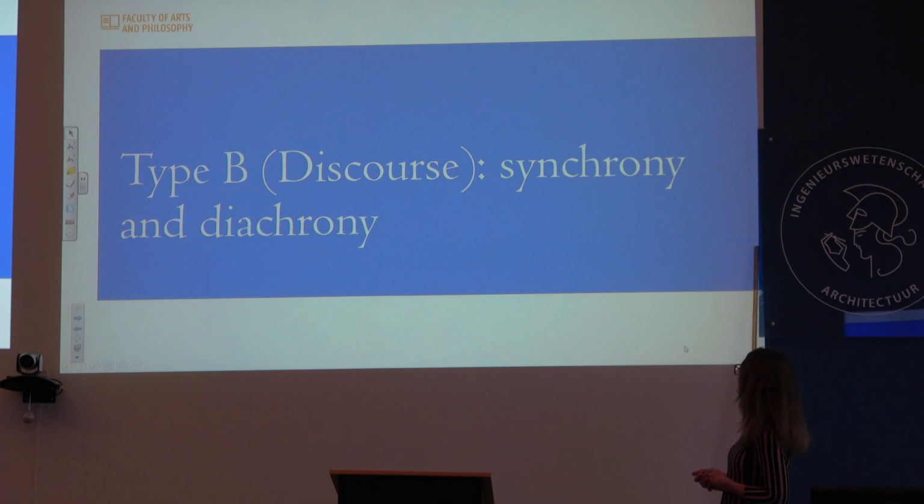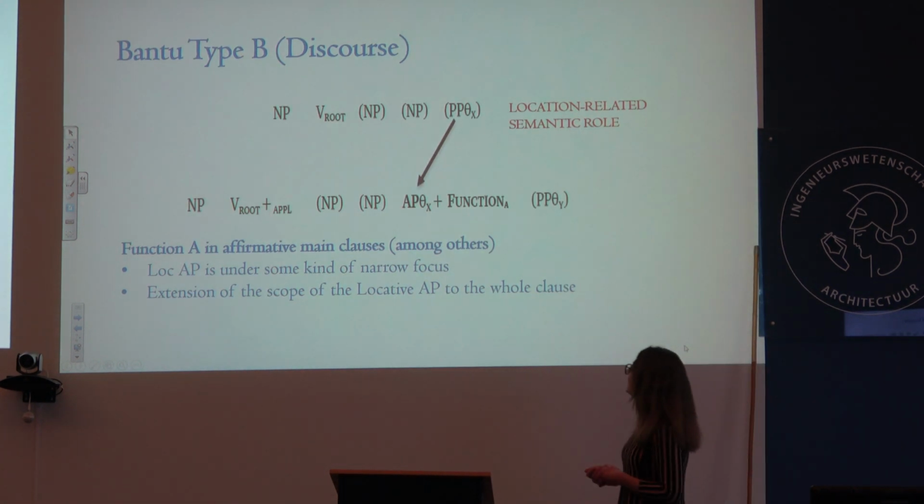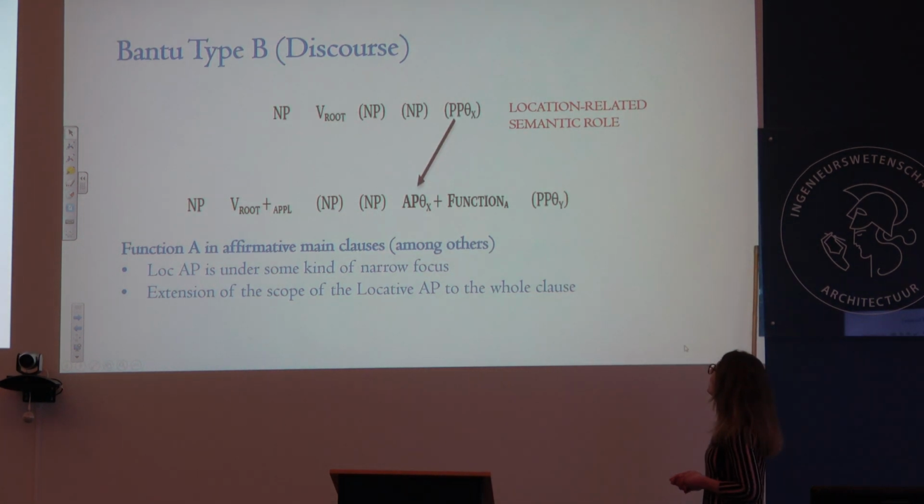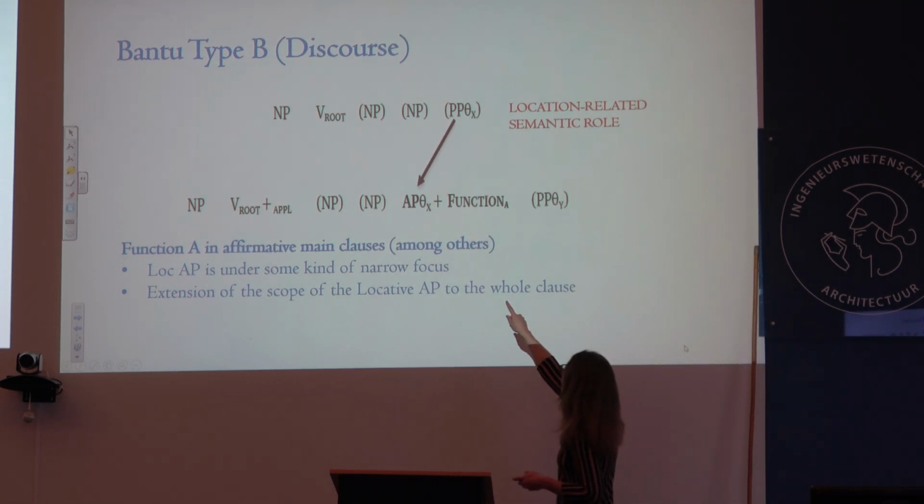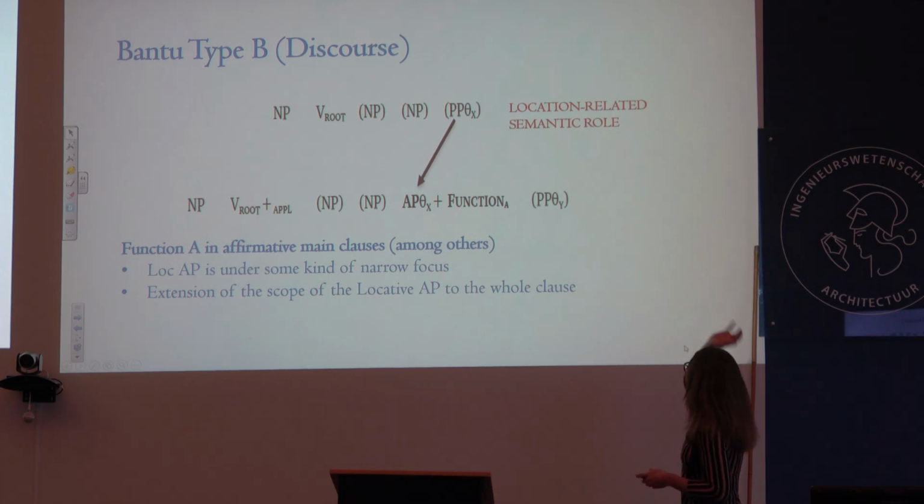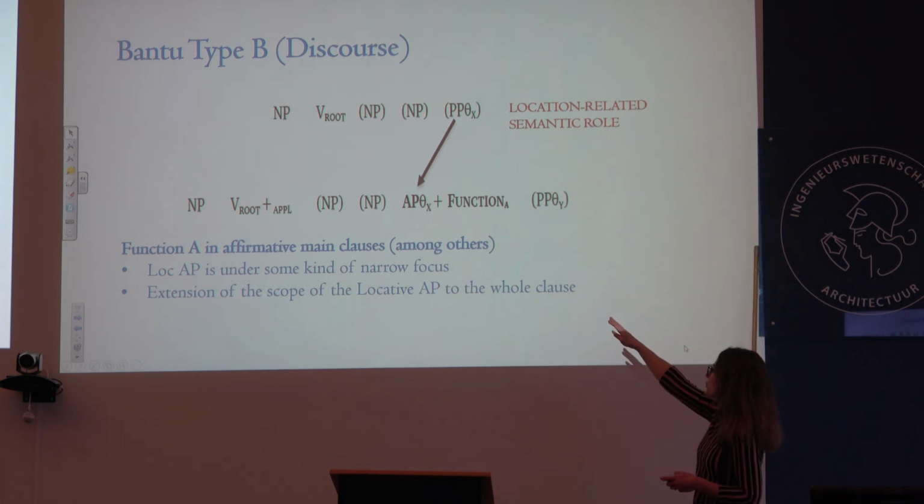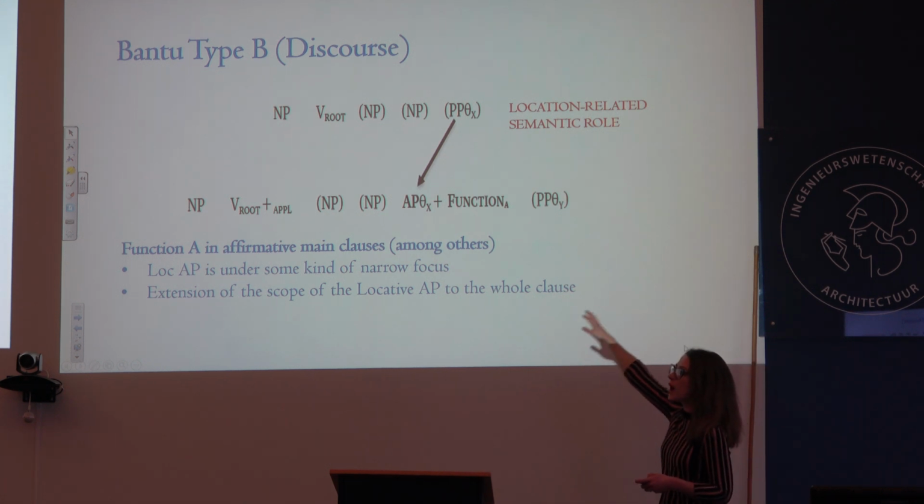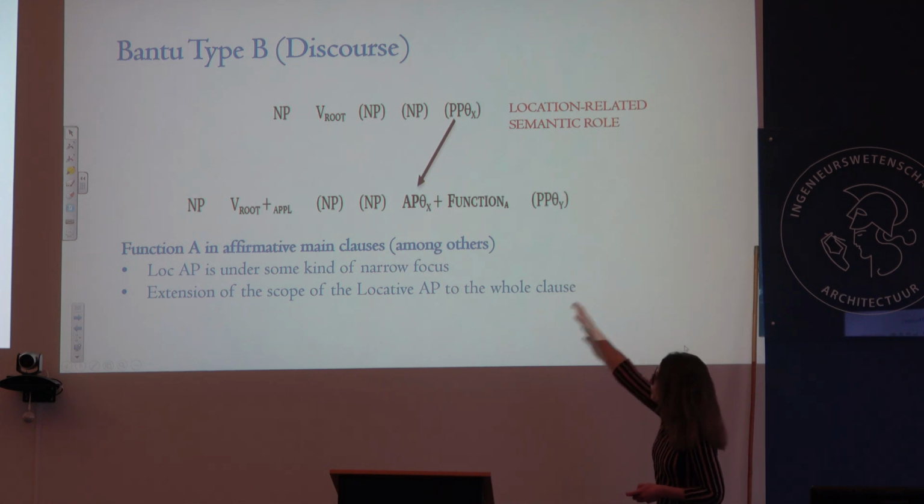We now go to type B discourse. In here, the applicative still introduces an applied phrase. You can see it there, AP. Usually it is a location-related semantic role that it introduces. And usually, if there are other NPs within the clause, the applied phrase does not precede any other postverbal NP.